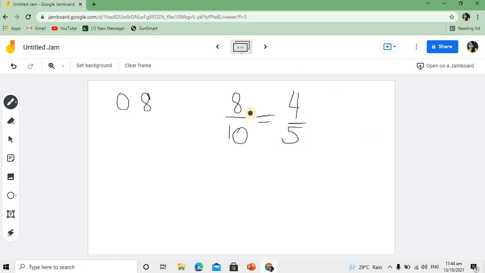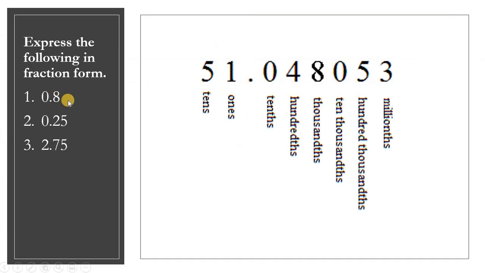So, yan yung answer natin. So, 8 over 10 is equivalent to 4 over 5. Okay? And, for number 2, 0.25. Since dalawang places yung decimal natin dito, i-divide natin ngayon si 25 sa 100. Ayan, kasi nandito siya.